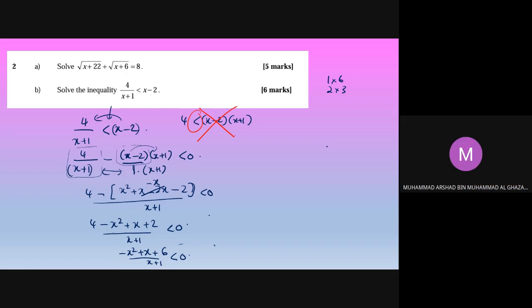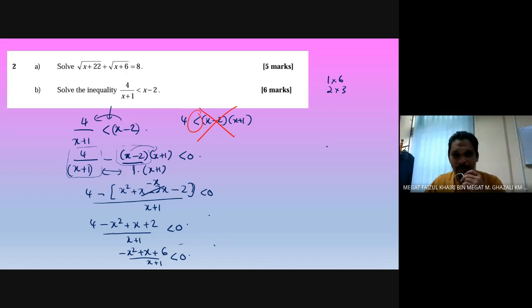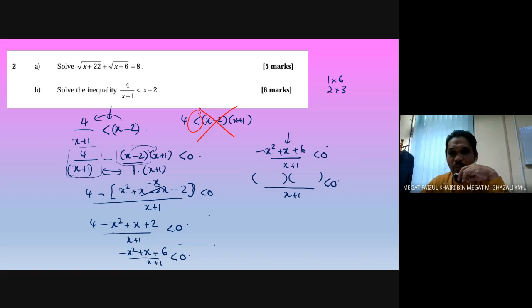Yes, sir. Okay, thank you. Alright, so now, negative X squared plus X plus 6 divided by X plus 1 less than 0. Factorize this. Okay, the difference here is 1. So when the difference is 1, I think this is not the answer, because 1 plus 6 equal to 7, 1 minus 6 equal to negative 5, 6 minus 1 equal to 5. So the difference is not 1 here. So I think that this is the one.